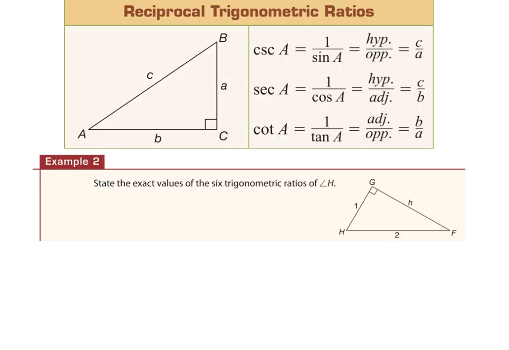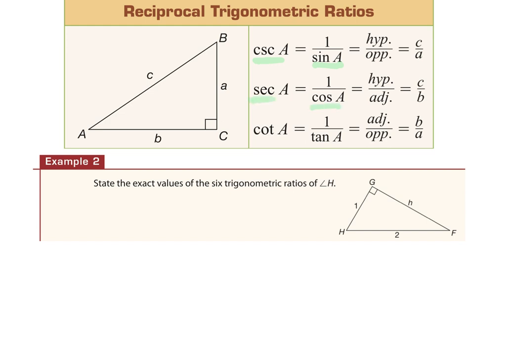So SOHCAHTOA is how you're going to remember sine, cosine, and tangent. Then you have reciprocal functions of those. Cosecant is the reciprocal of sine. I did not choose that. I would have made him the reciprocal of cosine, just so you know. But he's not, okay? So the cosecant is the reciprocal of sine, meaning if sine is opposite over hypotenuse, cosecant is hypotenuse over opposite. You just flip it upside down, all right?